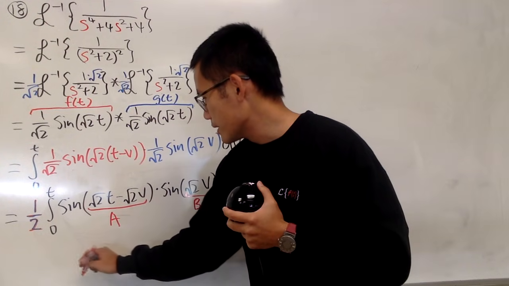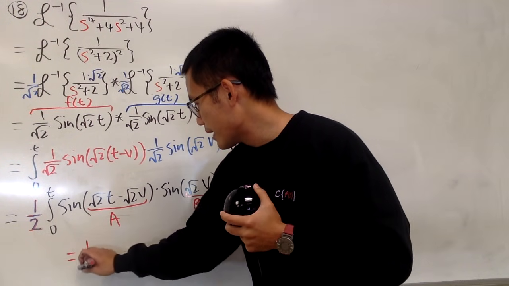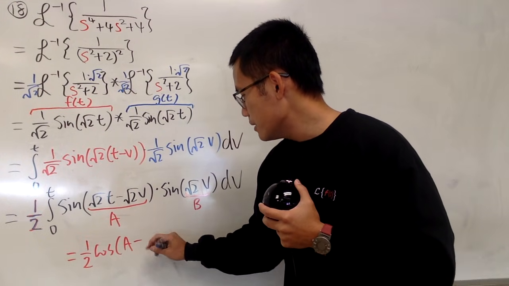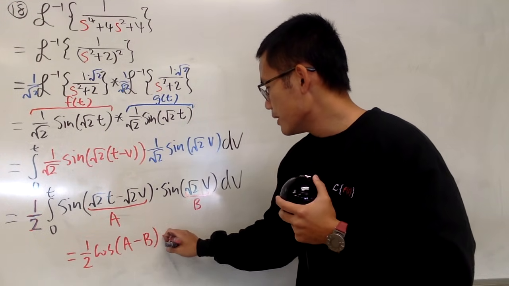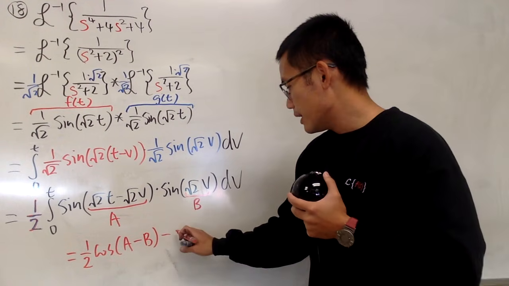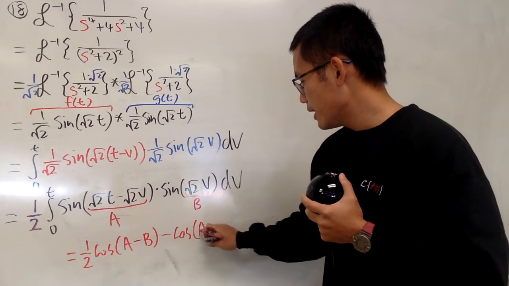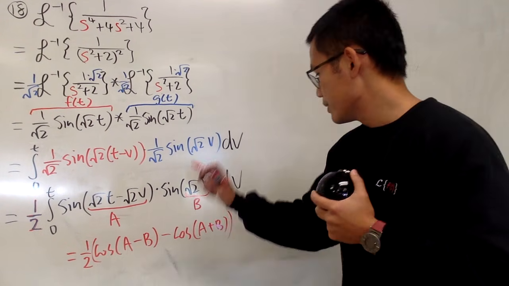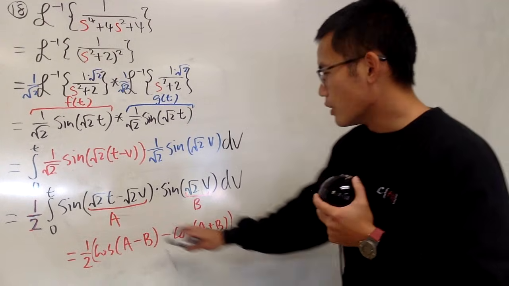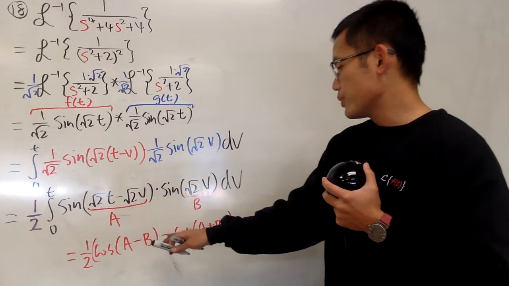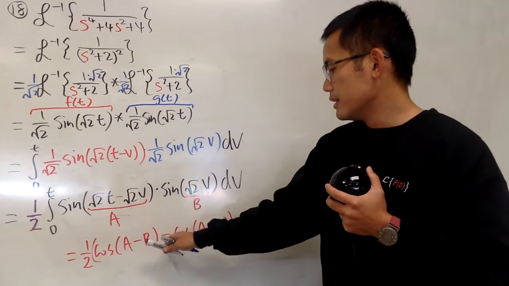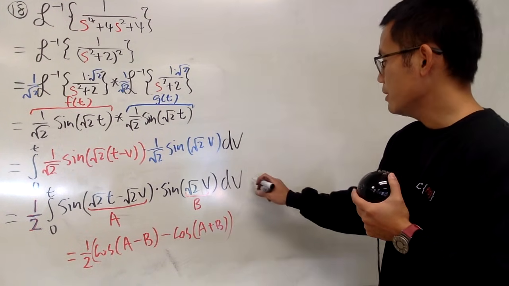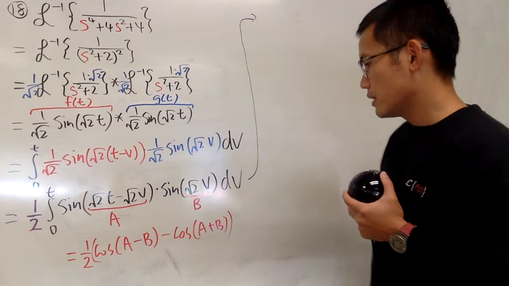Sine A times sine B is equal to the following. I'll just write this down here for you guys. This right here is equal to 1/2 cosine of A minus B, and then you minus cosine of A plus B, like this. Like that, right? So sine A times sine B is equal to cosine, cosine, and then this right here is minus and all that stuff. Now, just work out the integral, and that will be it.